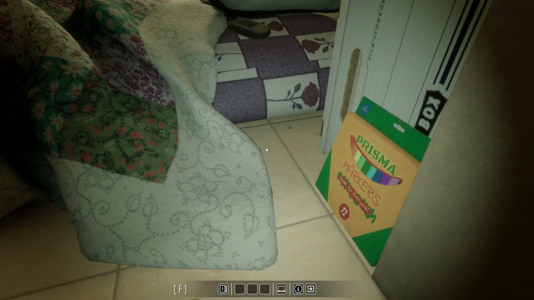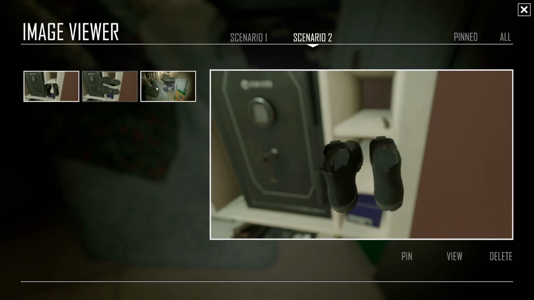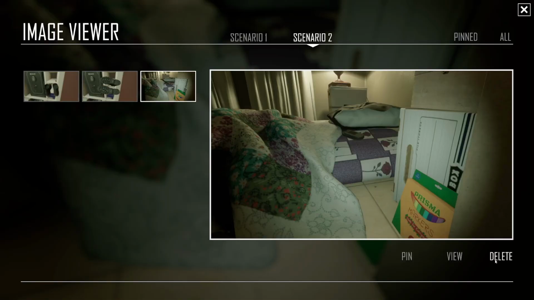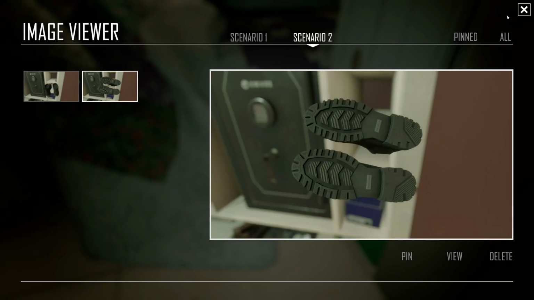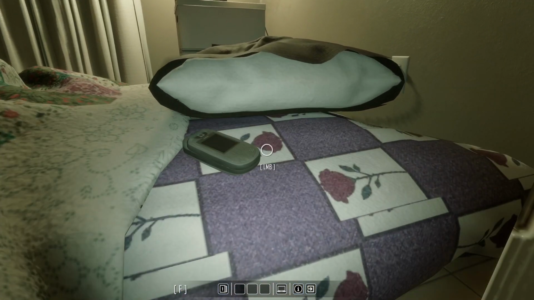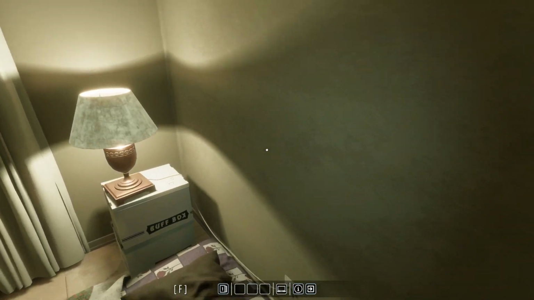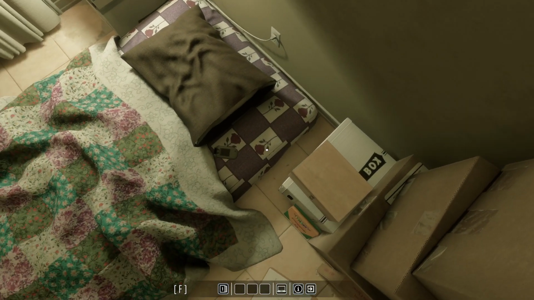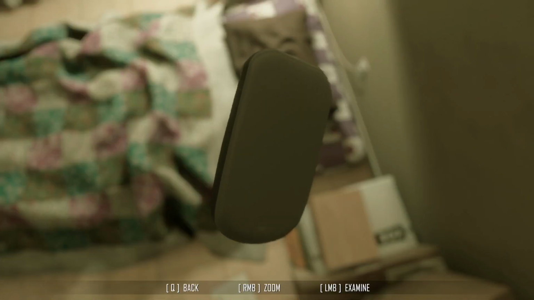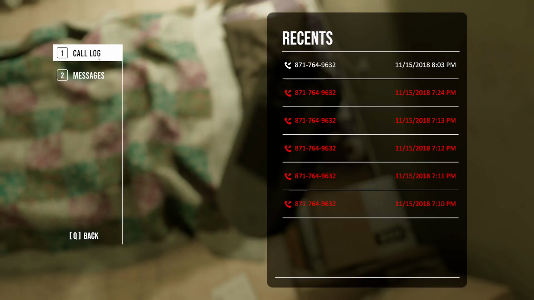Okay. Oh! Bloody hell, I wasn't supposed to take a picture of that. Oh, yes. How did I miss that? It's right over there. Bloody hell. Call log.